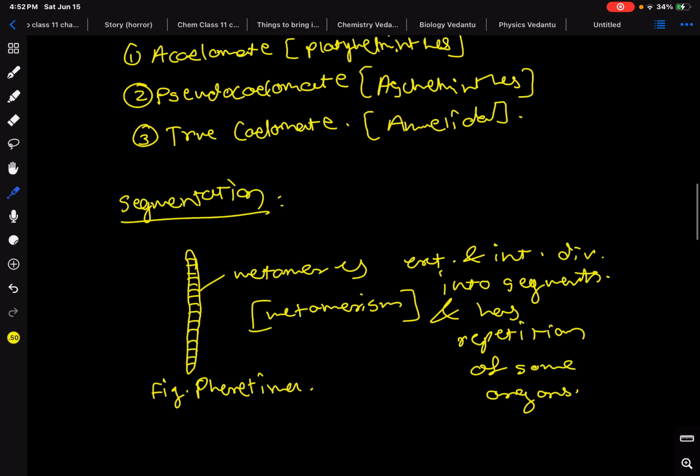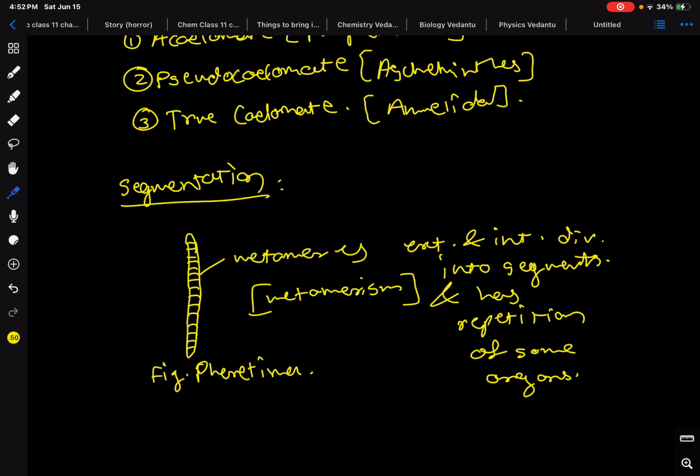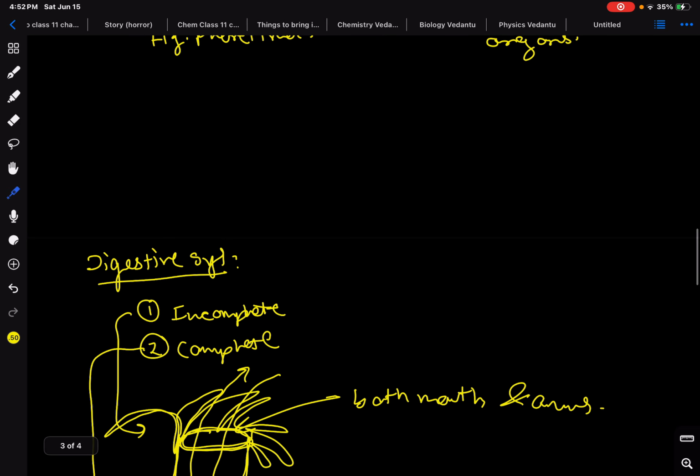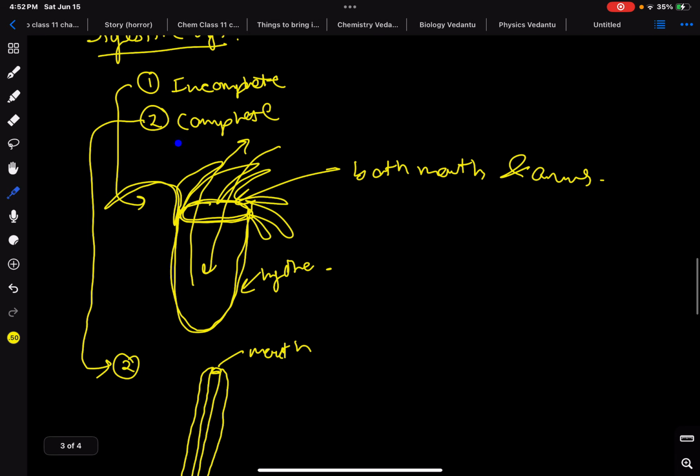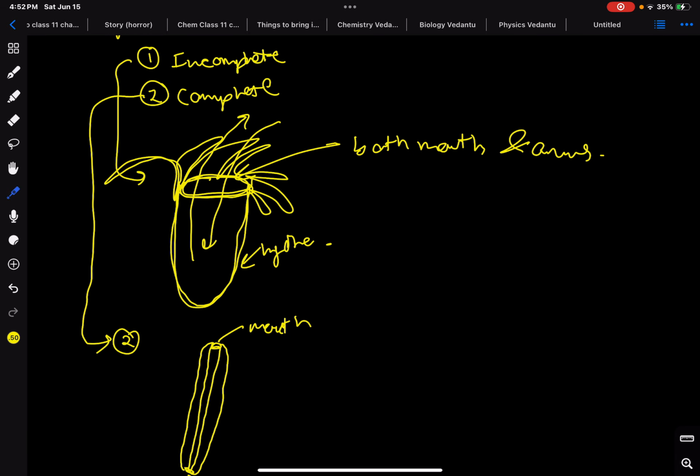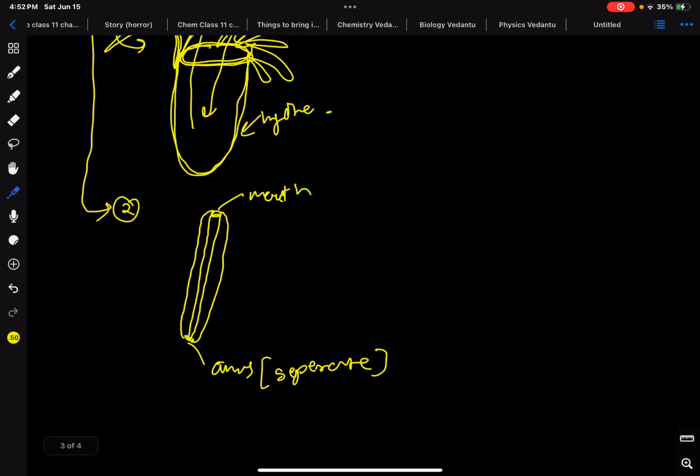Then we have segmentation, where it's just the repetition of organs. So it is the external and internal division and repetition of organs. For example, in earthworm, also known as Pheretima, we have segmentation. Then we have the digestive system. We have an incomplete and complete digestive system. Incomplete states that there is only one hole, which serves as both mouth and anus. Then we have the complete digestive system, which states that there are two holes, the mouth and the anus.